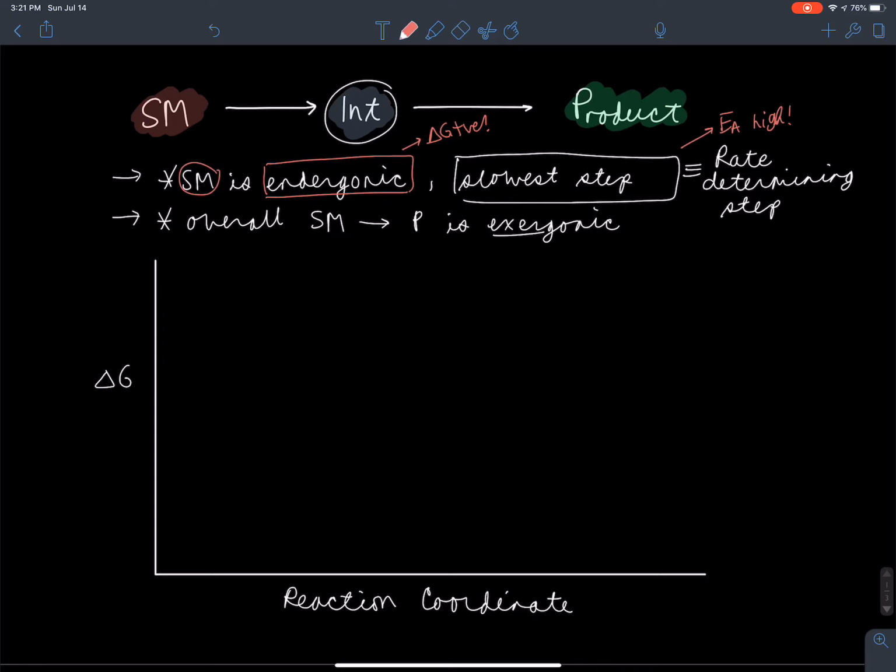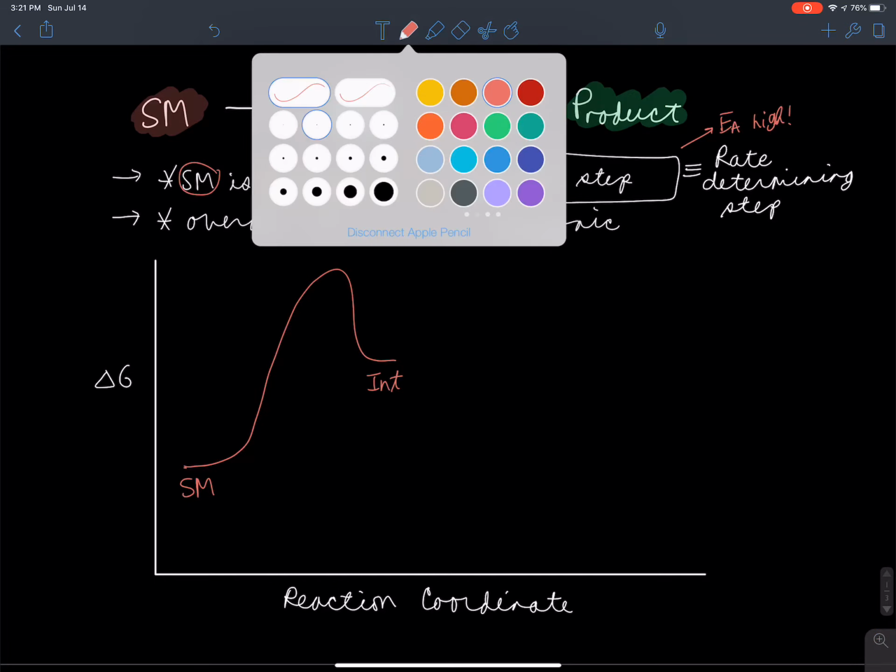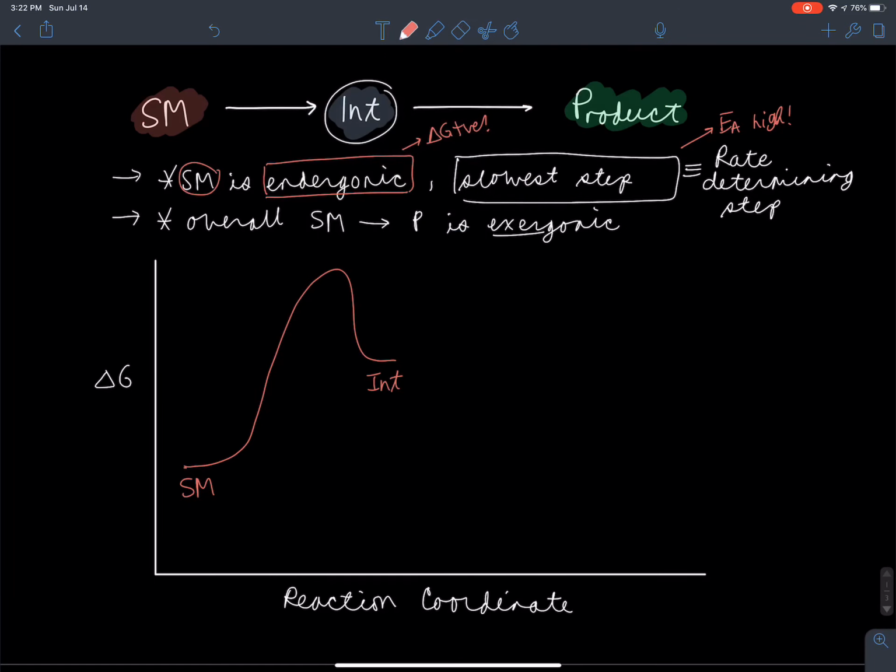Alright, now, so arbitrarily, I'm just going to draw my starting material, and right here, I'm going to stop here where my intermediate has a positive delta G, and it's also going to be the highest EA. Now, what I'm doing right now is just drawing the skeleton of the overall diagram, and then I'm going to explain it in detail in a bit.